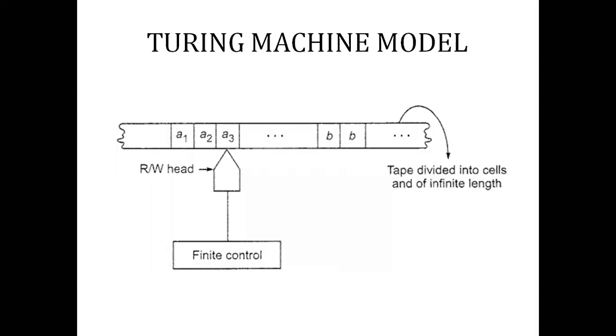Another additional capability that this Turing machine model has is that the tape head can move in both directions. Earlier our input tape was only moving one cell ahead in the forward direction. Now the tape head of this Turing machine can move in both directions, that is forward and backward, but one cell at a time.